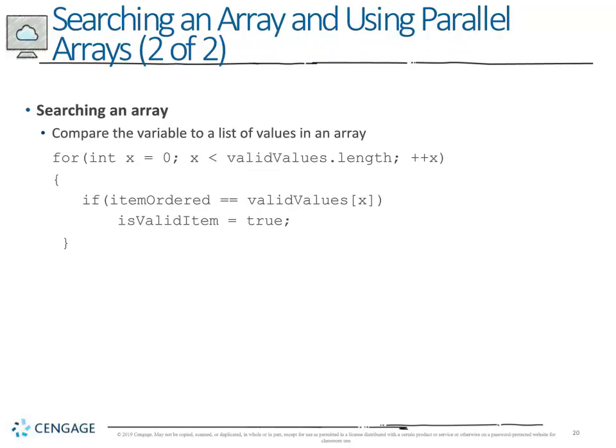We can search in an array, which is the process to compare one variable to a list of values in an array. We can use a for statement to loop through the array. So here we have a for statement to loop through valid values array. And we are searching the value item ordered. And the is valid item is a boolean. If the value is matched, then it will return true. If all the elements in the array are checked, but the matching is not found, then we return false.